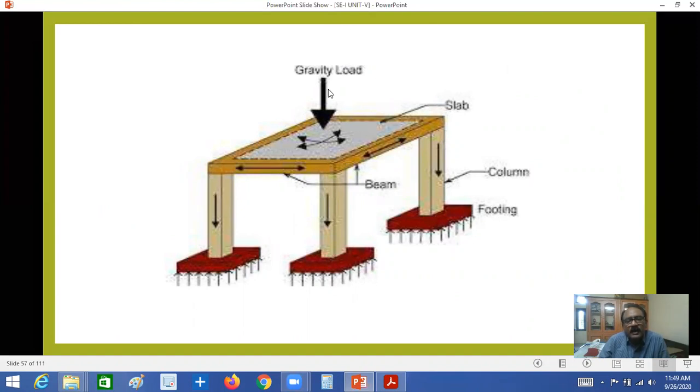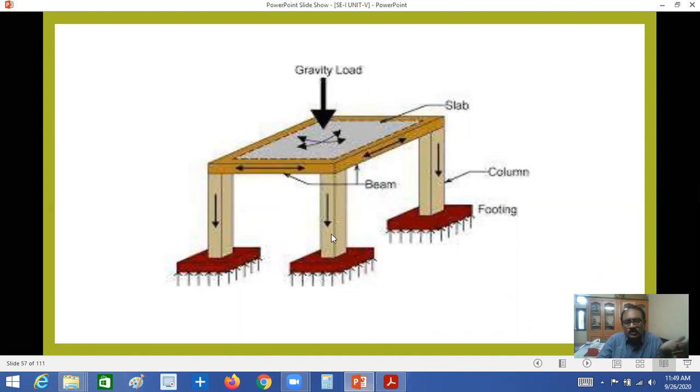Whenever gravity load is applied, it transfers to the slabs. The slab weight and gravity load, and the self weight of the beams and slabs, transfer to the beams and then to the columns. These are footings. This is the upward pressure from the footings, and this is the downward load. Like that, the total load of the building structure, however many floors it may have, is individually transferred to the column.